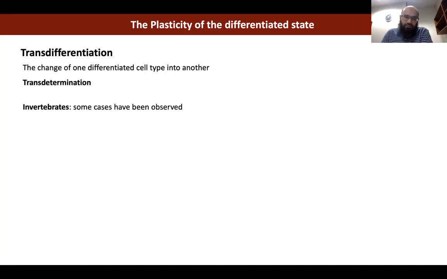And there are some cases in both invertebrates and vertebrates where this transdifferentiation was observed. Let's take some examples from the invertebrates first.